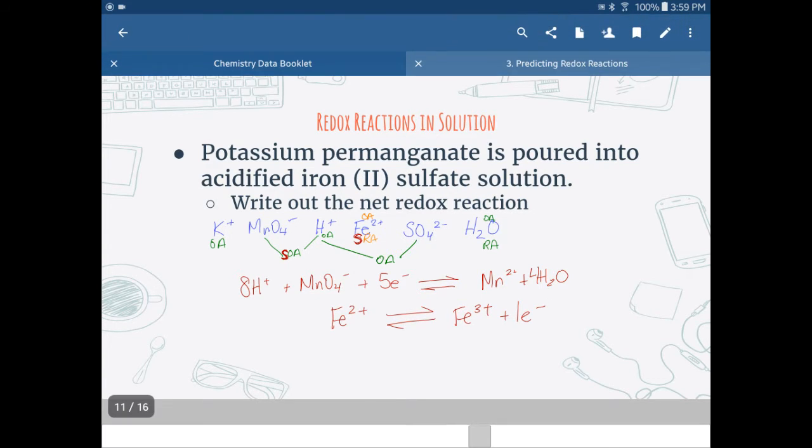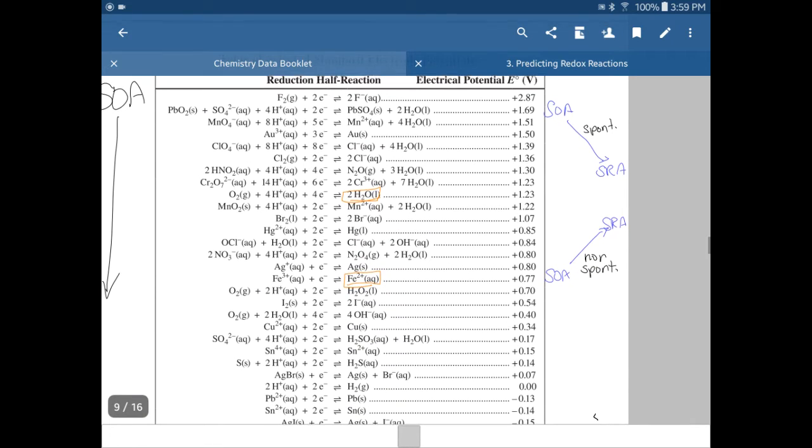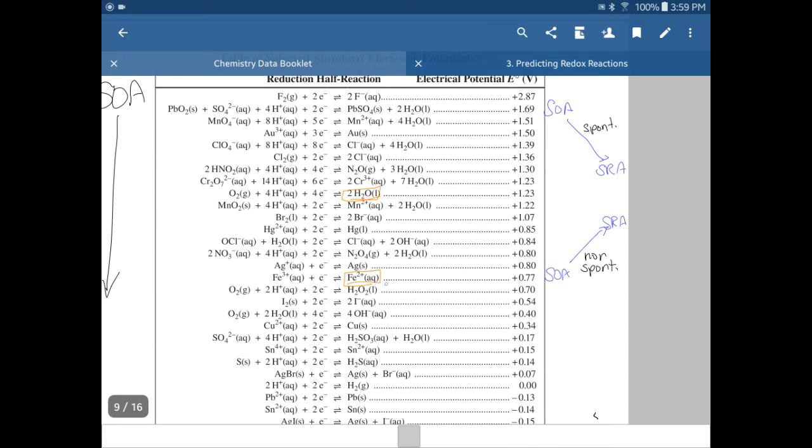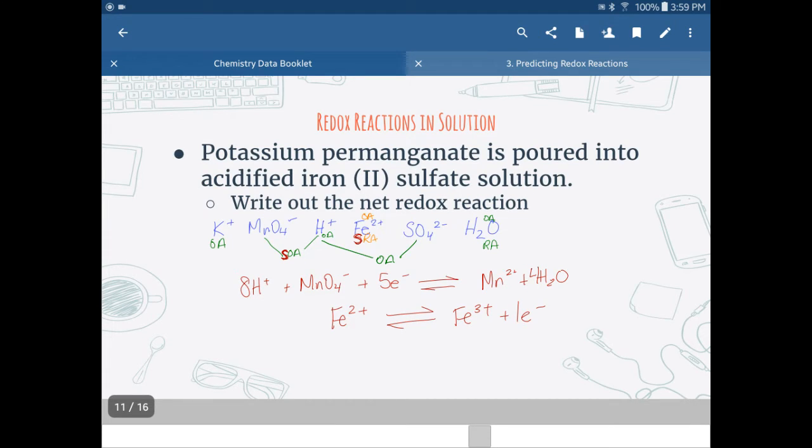And in case you don't believe me, we'll go back to the data booklet and we will find it here, which again, this is the direction that we're reading it, from our right to our left. So iron 2 positive turns to iron 3 positive and 1 electron.